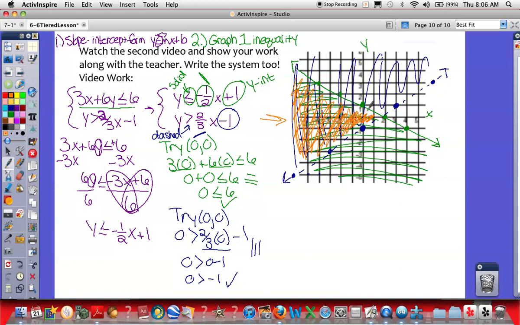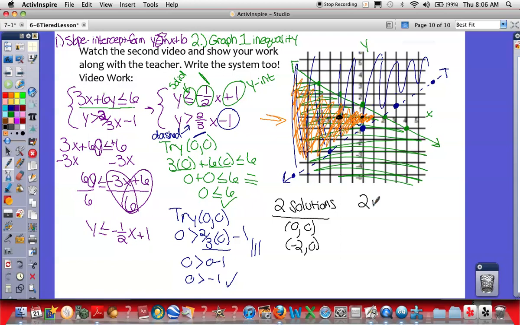Now we want to see what are two solutions that do work and what are two solutions that do not. So two solutions that do would be two solutions inside this region. So two solutions would be one, well, 0, 0 worked for both, so I definitely like that guy. And then, oh, how about over here? -2, 0. That's in my shaded region.